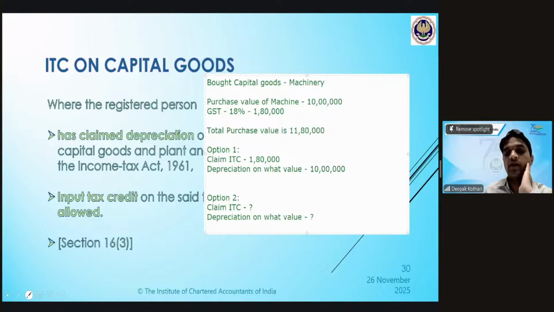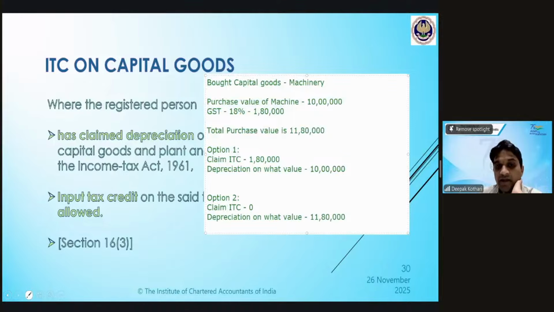Option two is, Ram, ITC, I will not claim anything. So then what will happen in this 1,80,000? That I will claim depreciation. So my depreciation in this option two will be on 11,80,000.